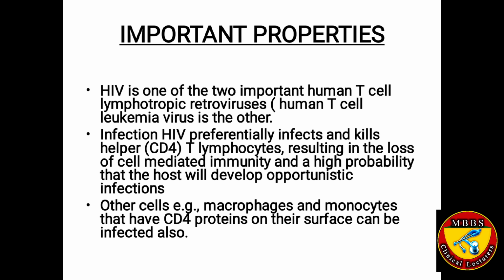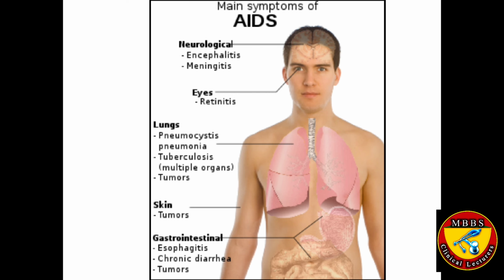Hemophiliacs who received factor 8 or factor 9 concentrates before 1985 make up 1.5% of all cases. Recipients of blood and blood components, and, as you know, heterosexual contacts also have an epidemiological role in this. HIV infection of the newborn is also there, which is due to the infection transmitted from mothers to child.